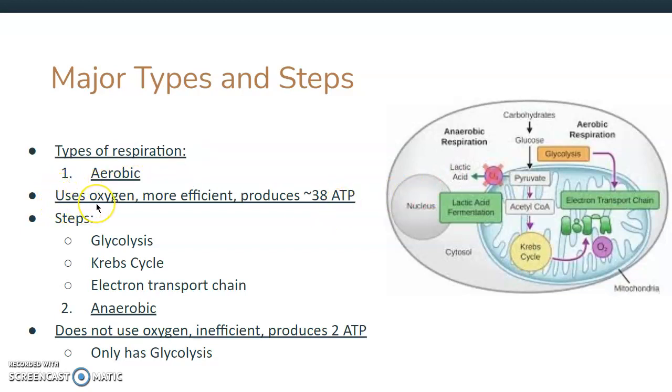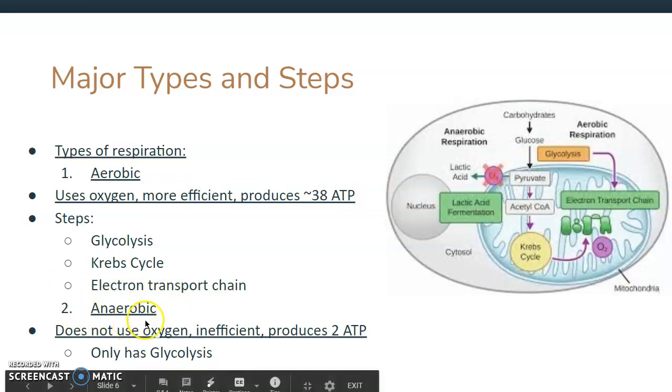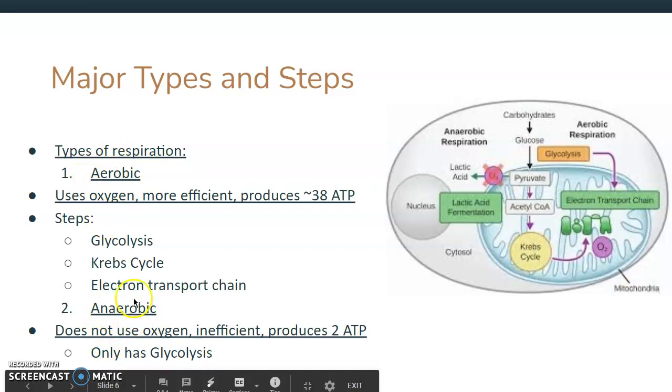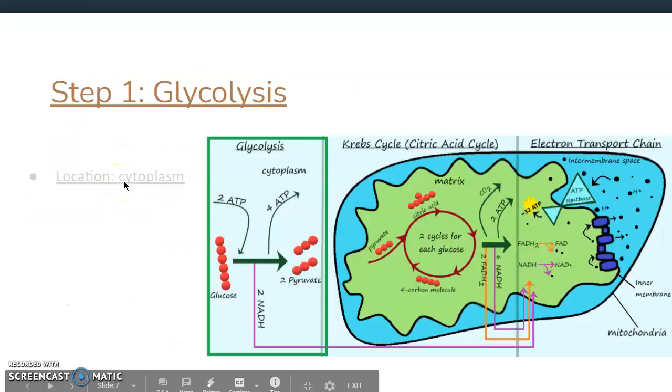We get more oxygen when we breathe, but if we don't breathe fast enough, our body will naturally start to use anaerobic respiration because we aren't getting enough oxygen to our muscles. So that is this lactic acid buildup. If we have oxygen, our body will use aerobic, but sometimes we don't have enough, so we switch over to anaerobic. But aerobic is the best one, and we will be talking about that.